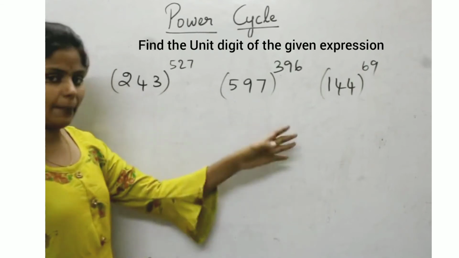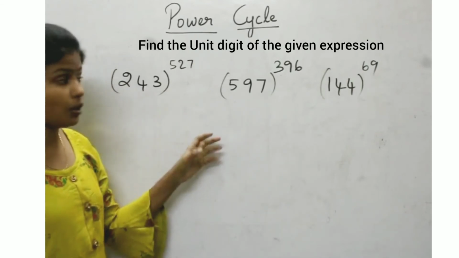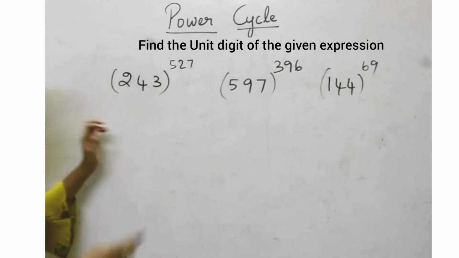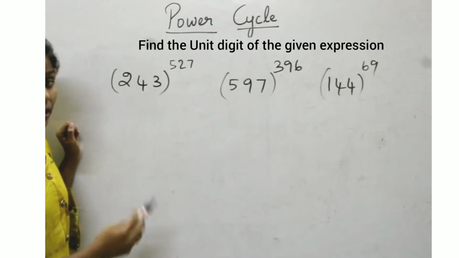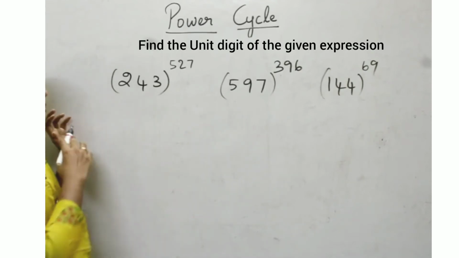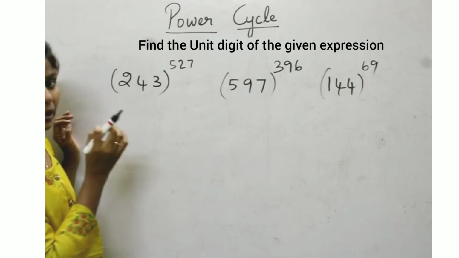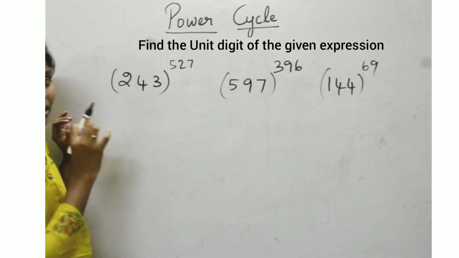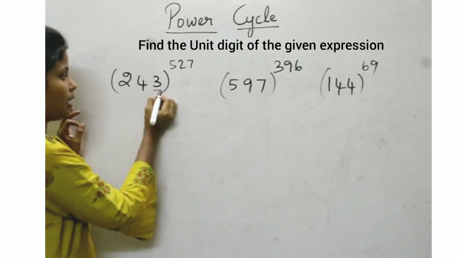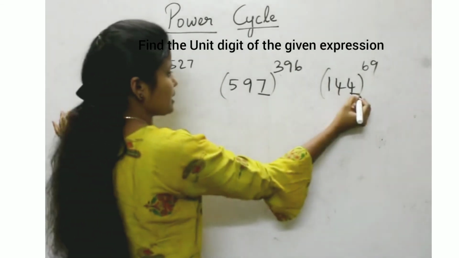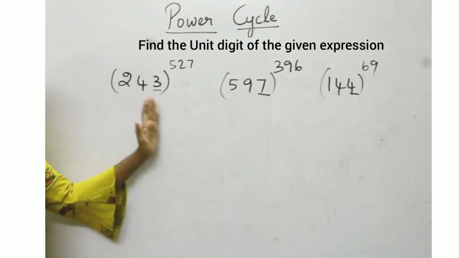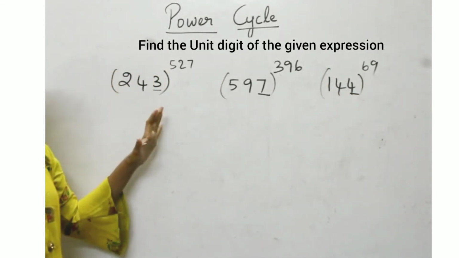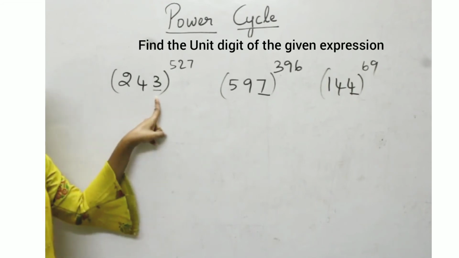Now let's do some example problems in order to understand the concept of power cycle. For all these expressions, we are going to find the unit digit. As it's concerned only about the unit digit, let me underline all the unit digits given. Even though a 5-digit, 6-digit or 7-digit number is given, we are concentrating only on the unit digit.